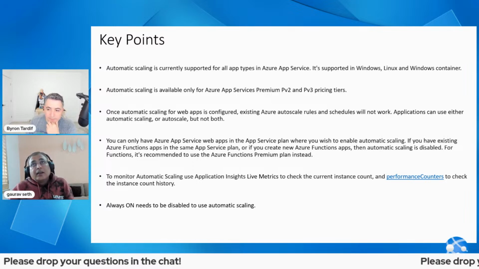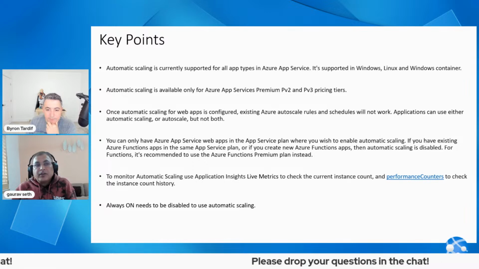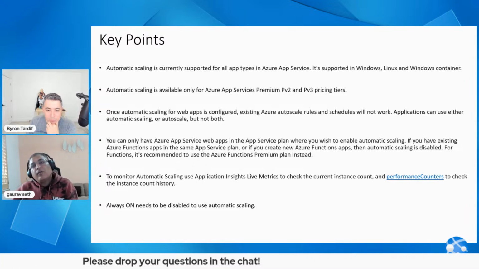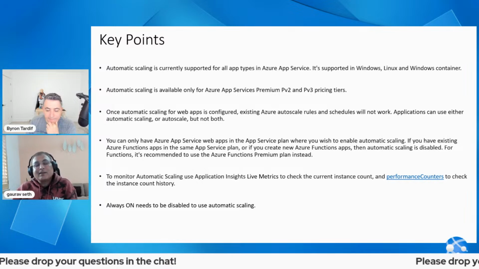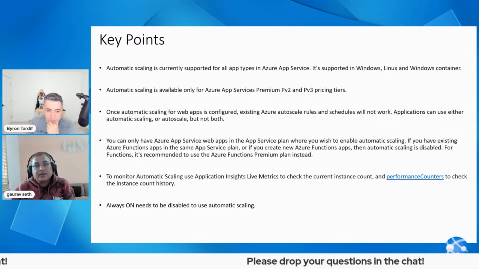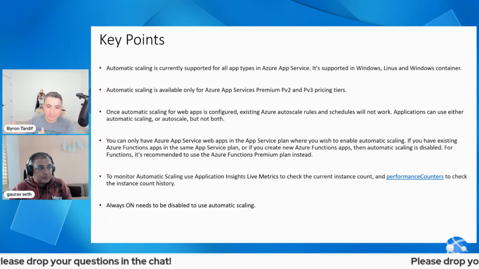And finally, the very important point is you should disable Always On. And the reason is, with the concept of always ready instance with automatic scaling, you anyways have one instance always available of your web app. So you really don't need the Always On option to be enabled. They're doing the same thing, basically.